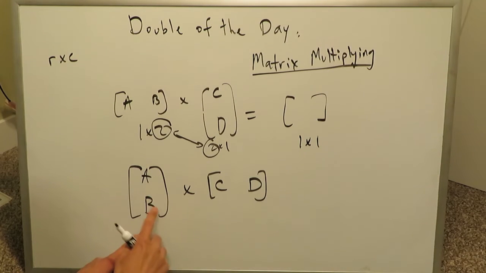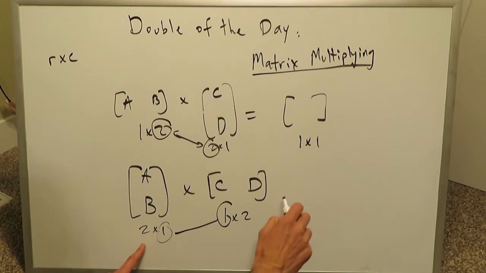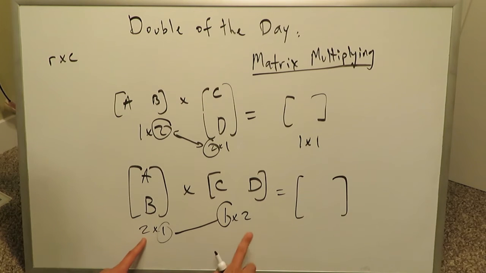When you look at this lower one, you have 2 by 1, with 2 rows and a single column. Here you have 1 row and 2 columns. When you're doing this type of examination, you see the inners are the same, so you can certainly do this, and the result will be a matrix made of the outer two numbers, a 2 by 2. So you should be able to do that.